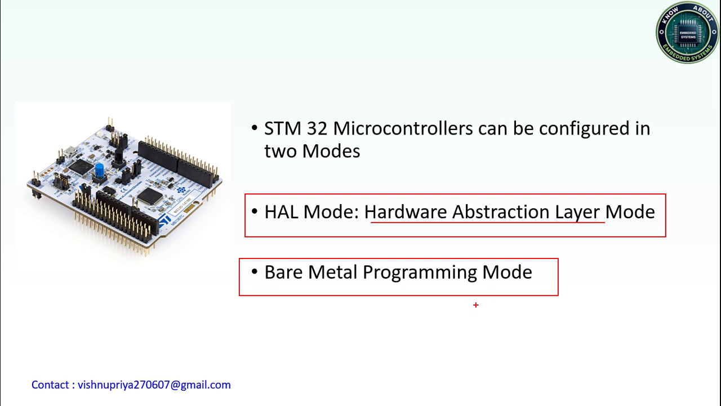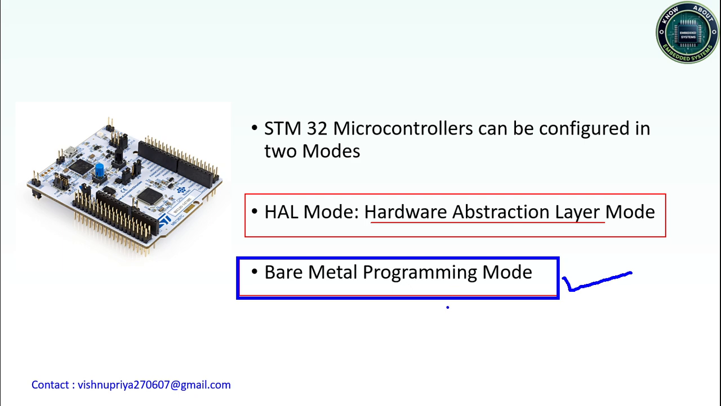The second one is bare metal programming mode. In bare metal programming, we don't get any functions. We will not use any functions provided by STM, and we will be developing our own functions using registers. So we have to understand the registers and develop the programming for your STM32 microcontroller. In today's video, I will show you how to create a working environment for your STM32 microcontroller for bare metal programming.